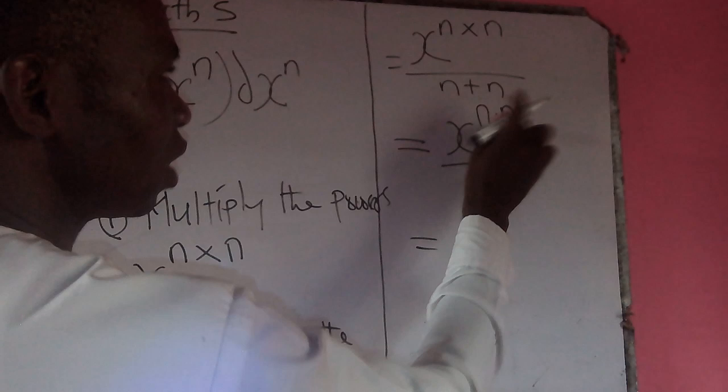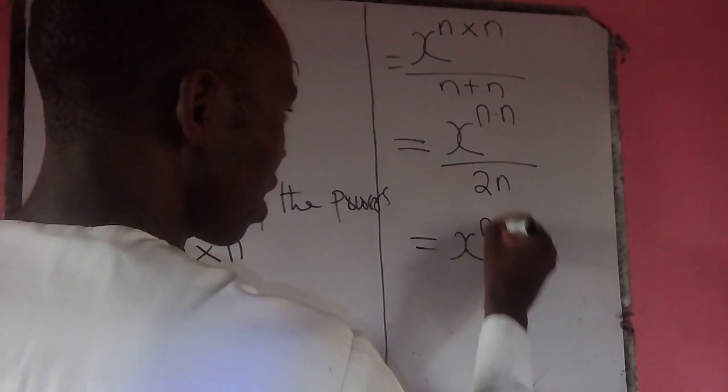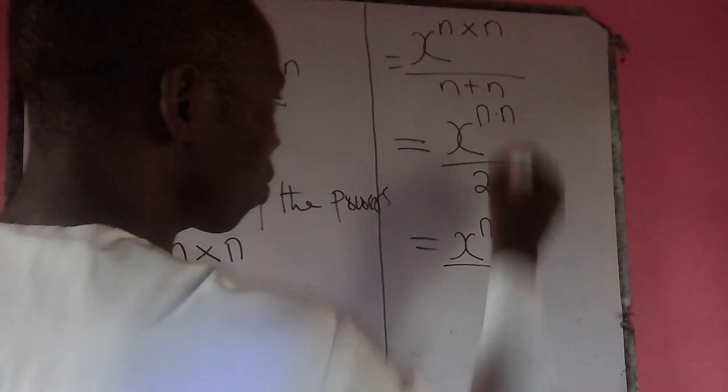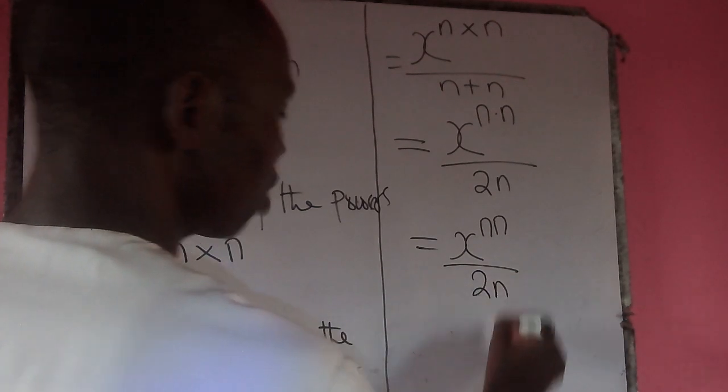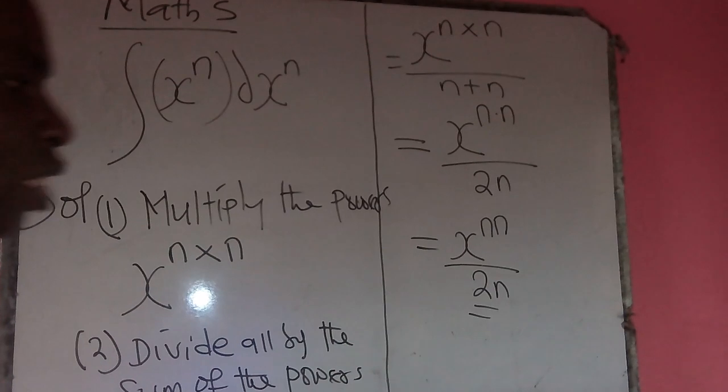If you don't want to write it this way, you can write it x to the n, n, all over 2n. But I don't advise you to write it this way. I'd rather leave it this way.